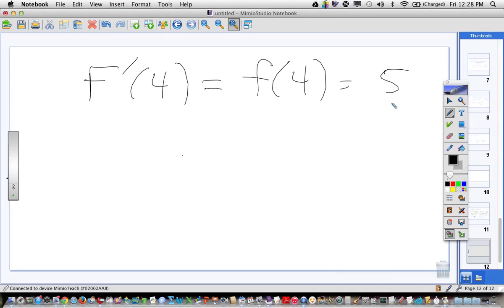Same thing with local max min. We talked about that on number 19 and number 21. When you do a local max min, you have to justify that answer. Here, the reason it's an inflection point is because little f changes from increasing to decreasing.